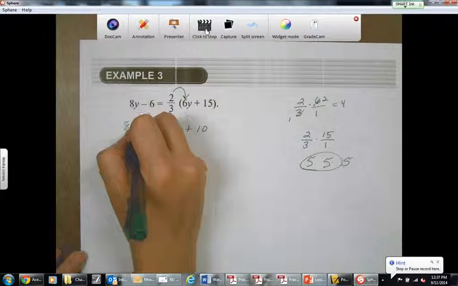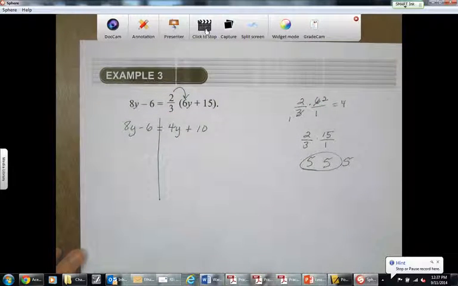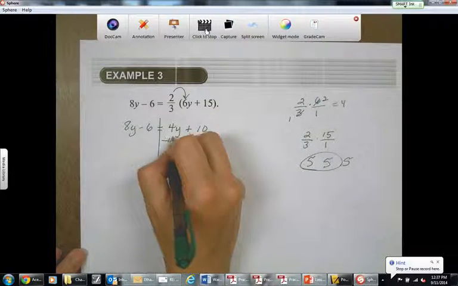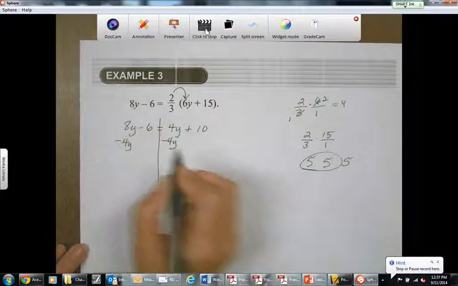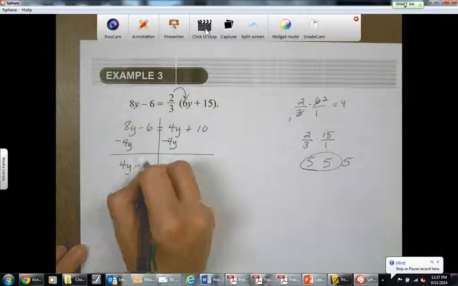All right, and then from here, now this should be easy. Easy cheesy, lemon squeezy. All right, minus 6 equals 10. Add 6.